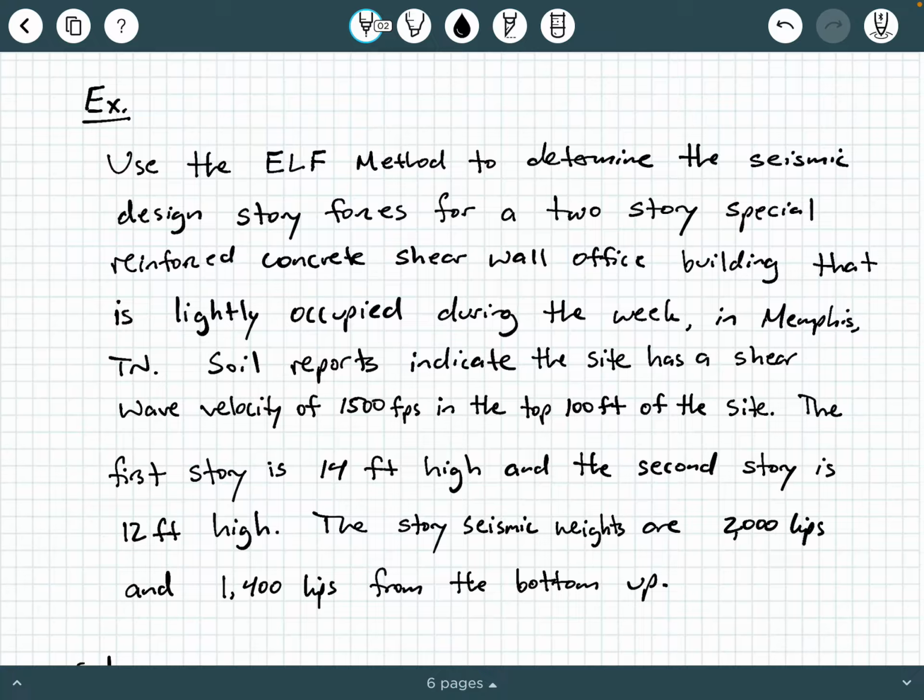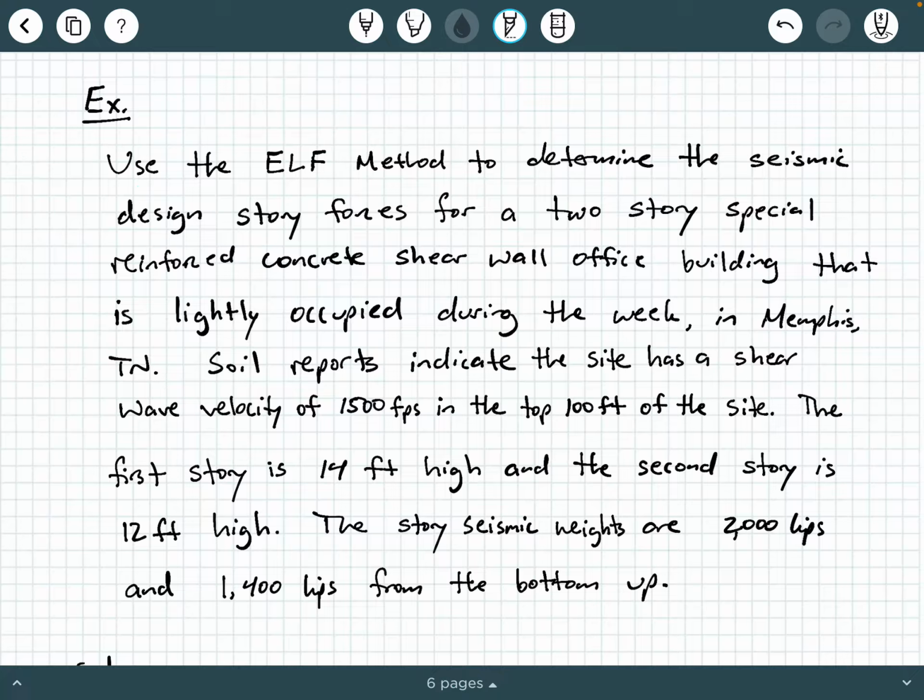Now in this video I'm going to be referencing the new ASCE 7-22 document. I have another video on my YouTube channel where I do basically the same example, but referencing the ASCE 7-16 document. So if you're looking for ASCE 7-16, you'll find that in a different video. This is going to be referencing the brand new ASCE 7-22. So let's go ahead and get started.